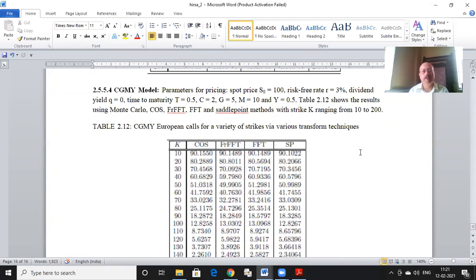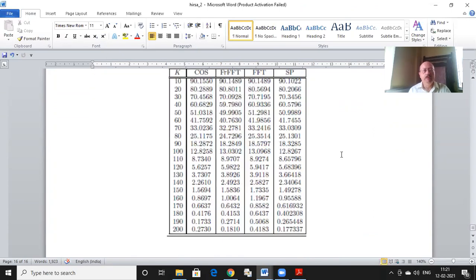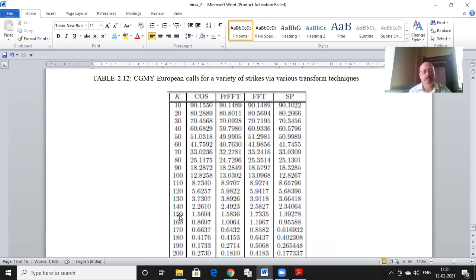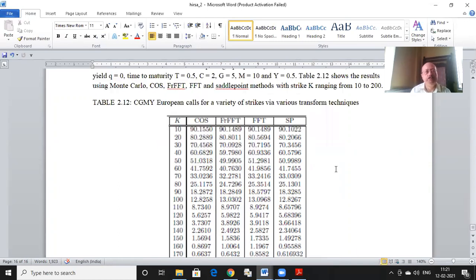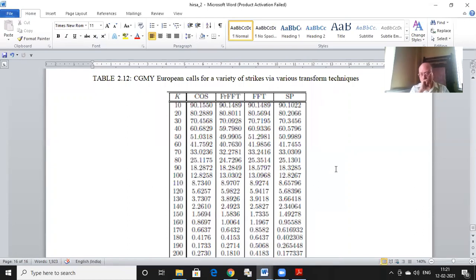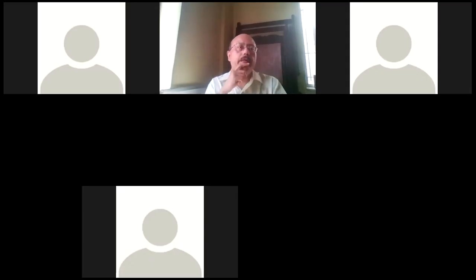CGMY, the last model, the most complicated model, a lot of parameters. Again, similar kind of results, but of course now the precision is not as good as before. So when the models become more and more complicated, my comparisons also become difficult to do. Okay, so that actually brings us to the end of chapter 2.